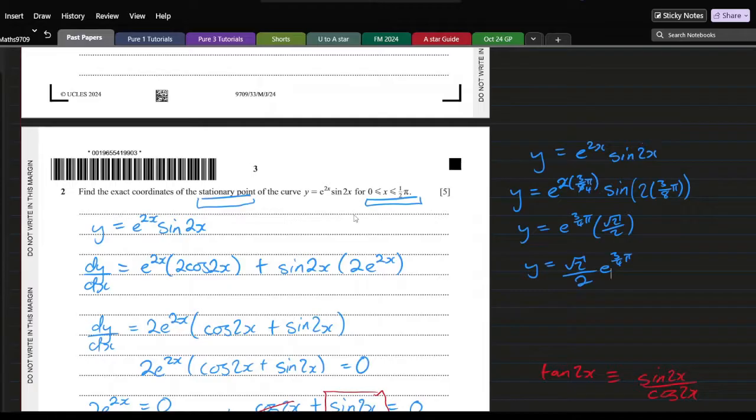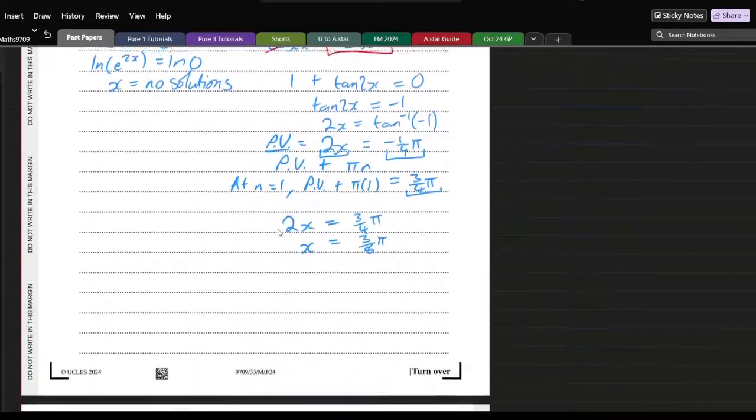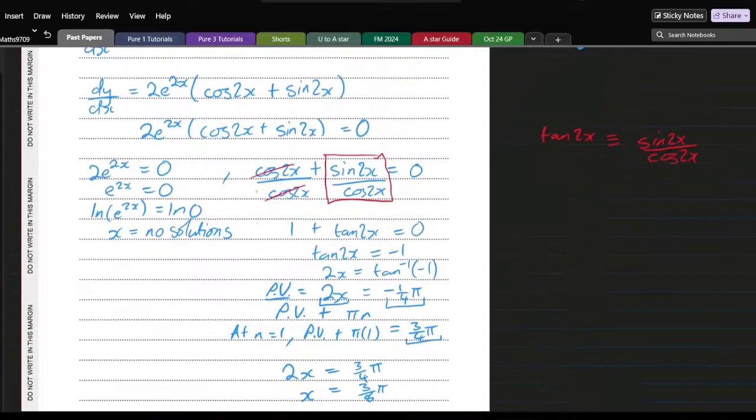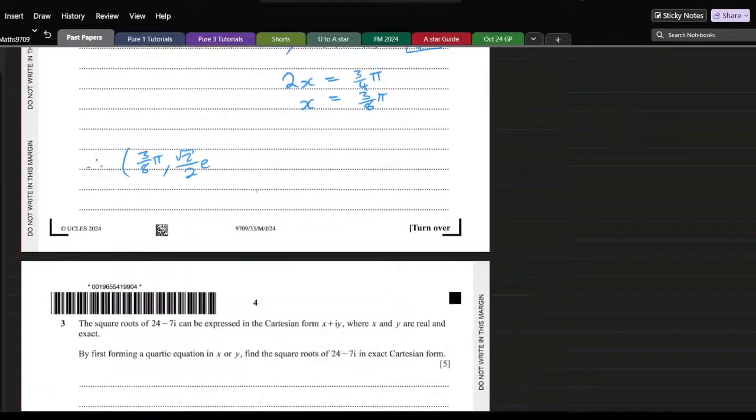Alright, so we can conclude that the coordinates of our stationary point are x is 3/8 pi, and y is √2/2 e to the 3/4 pi. And that's our final answer.